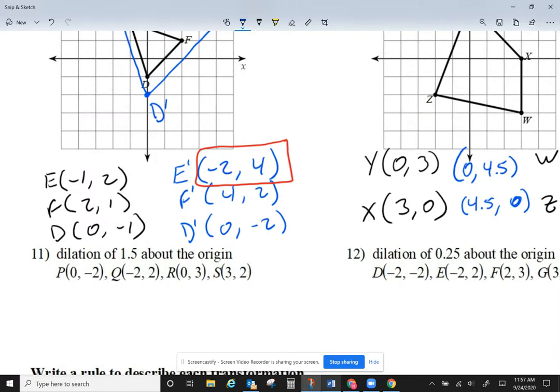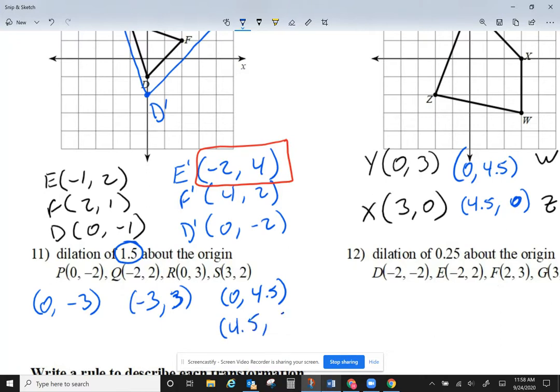So for question number 11, if I'm asking for the coordinates of P prime, I expect you to give me 0, negative 3. I'm going to multiply each by my scale factor, which is 1.5 in this case. If I ask you for the coordinates of Q prime, I'm expecting you to type in negative 3, positive 3. If I ask you for R prime, you should say 0, 4.5. And lastly, for S prime, you will type in 4.5, 3. I multiplied each by my scale factor, which is 1.5 this time. Simple as that.